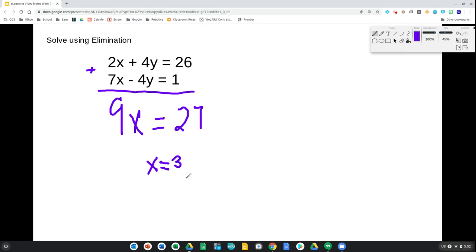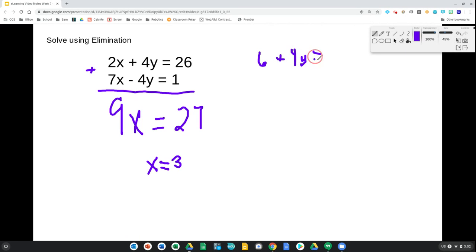Now remember, in our answers, we don't just have an x, we also have a y. So we still need to go back and figure out the y. That's where this problem gets a little more complicated, because we go back to one of these equations and replace the x with a 3. Let's say I go back to the first equation, 2x plus 4y equals 26. I replace that x with a 3, so it's 2 times 3, which is 6. Now this equation is 6 plus 4y equals 26.